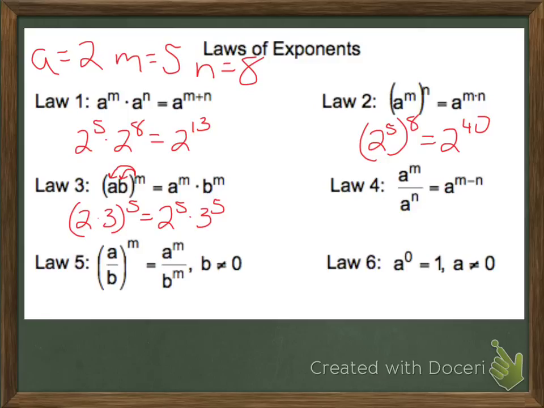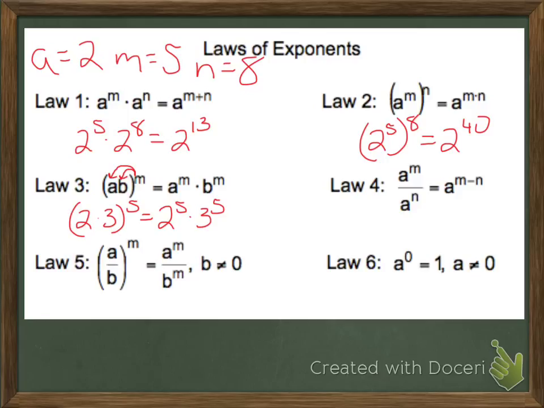Okay. Law number 4 is another one of my favorites, similar to law number 1, except instead of multiplying my bases, now I am dividing the bases. And when you divide, your value is getting smaller, so we want the exponents to follow the same pattern, so they will be smaller when we subtract. So if the bases are being divided, then we're now going to subtract the exponents.